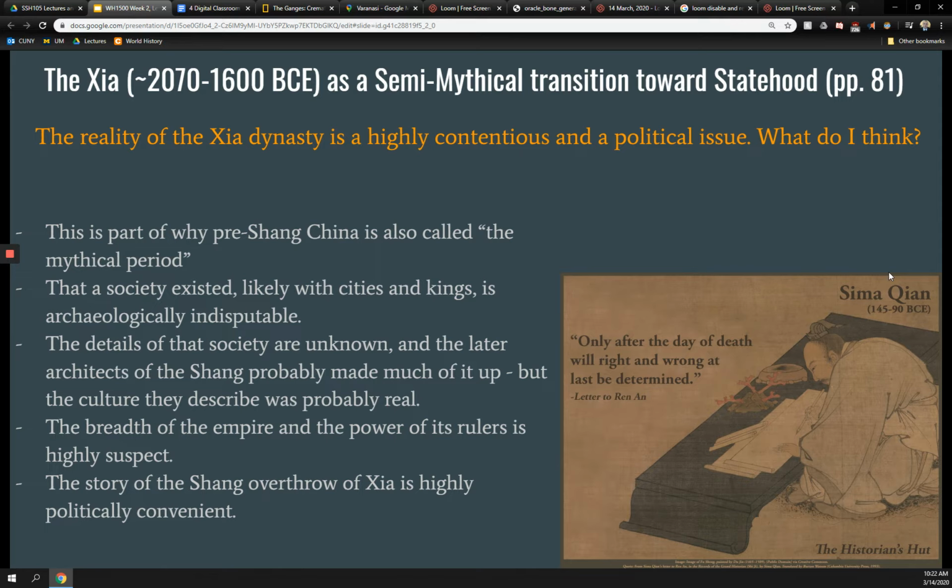It's also useful to say that there had always been an empire. If you're trying to create an empire, as the Shang probably were, to say that, okay, there was an empire before and we're taking it over, not we're inventing this thing. It gives you some legitimacy to do that. So the story of the Shang overthrow of the Xia, which we see in Sima Qian's Records of the Grand Historian, as I write here, it's very politically convenient, and it may not be a true story.